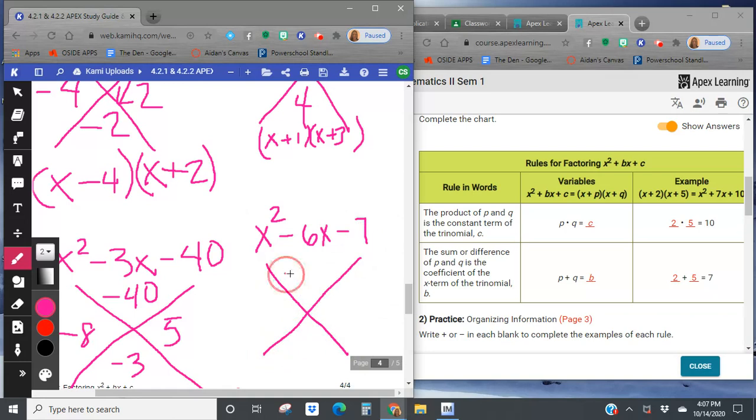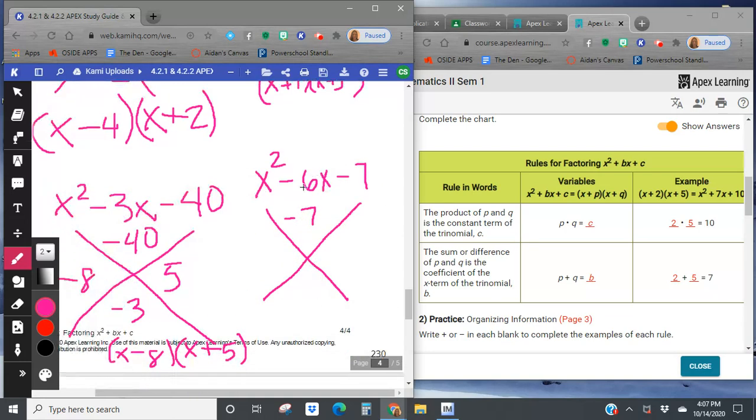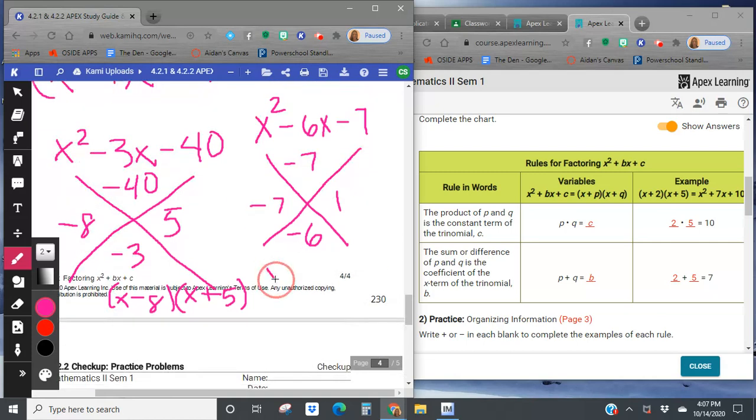What times what makes negative 7 and adds or subtracts to negative 6? 7 is just 7 times 1. Which signs do they need to have to get me a negative 6? x minus 7, x plus 1. This is the tool I'm going to be showing you guys in class tomorrow, a quick way to do these problems.